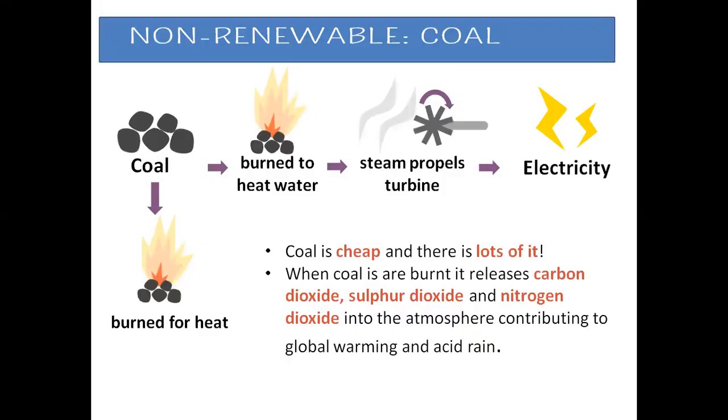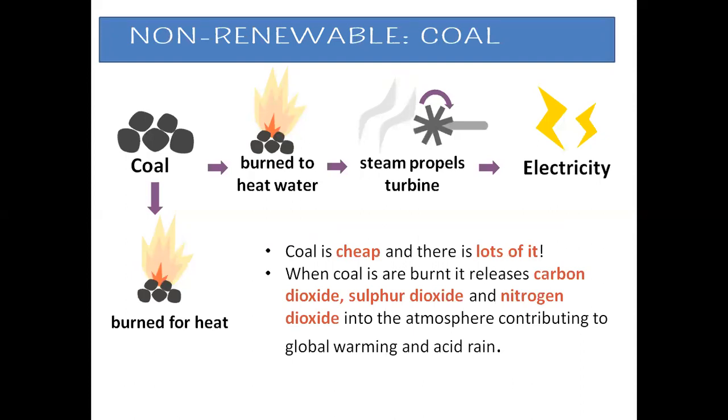Now comes the non-renewable resource, that is coal. Coal is burned for heat. Coal is burned to heat water. Steam propels a turbine. If there is no steam, then it is not possible to rotate the turbine. And if there is no rotation or propulsion in the turbine, then it is not easy to develop the energy. And the last one is electricity. So coal is cheap and there is a lot of it.